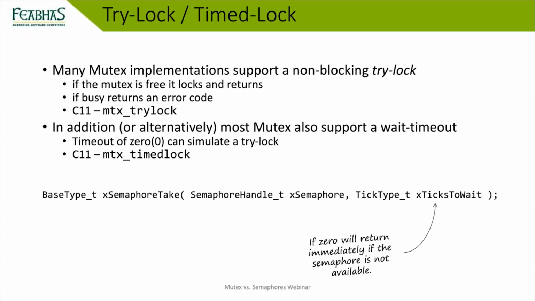Also, there I've shown the new C11 API, and that is also inherited in C++11, where they both now have a mutex model within their API. Now, that's not normally supported by deeply embedded compilers, but if you're working on a Linux type platform, then the mutex is now built into the language, and they support both the try lock and the timed lock model.